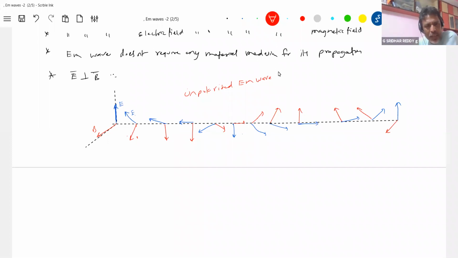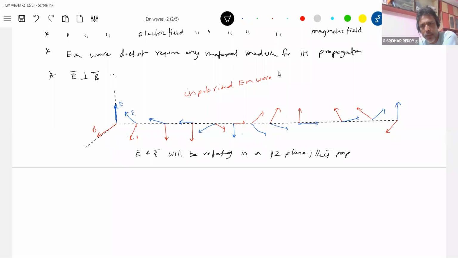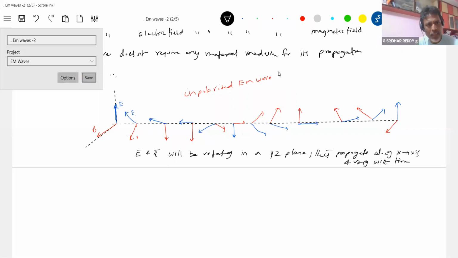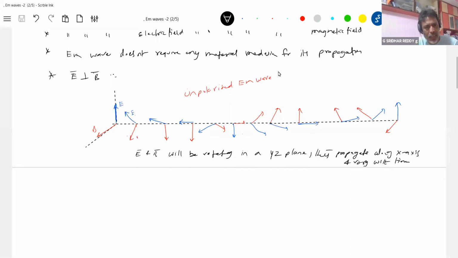So E bar and B bar will be rotating. So what is the diagram of this unpolarized wave? E bar will be rotating in the YZ plane. And they will propagate and also vary with time. They propagate along the x-axis and vary with time. All three will occur. So in polarization, we'll focus in detail. So that's the basic idea of how the EM wave is generated.